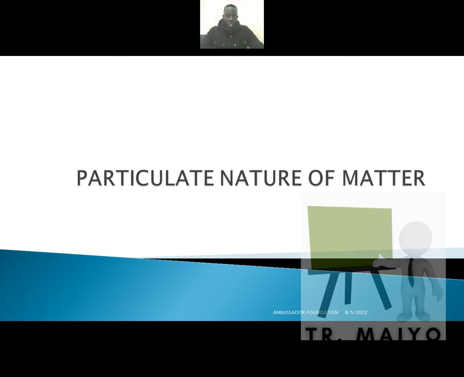Particulate nature of matter is a topic that we are going to discuss in this lesson. Concentrate, there is no calculation question in this topic. It is explanation question all through and maybe state question. So we may not meet with any calculation question here. So, particulate nature of matter.